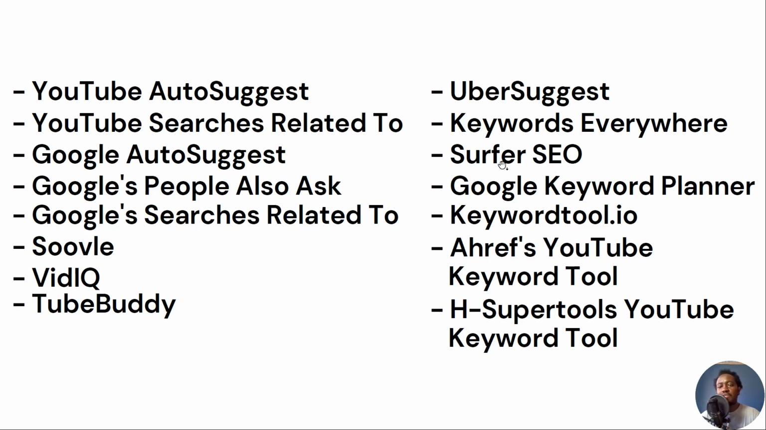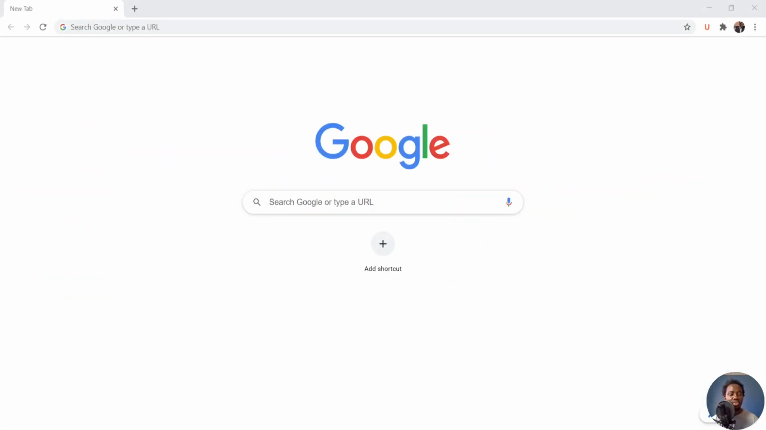So we also have things like Sapphire SEO, Google Keyword Planner, keywordtool.io, Ahref's YouTube keyword tool. This is pretty awesome. H-Supertools YouTube keyword tool. So we're just going to look at a few of them so that I just show you how I do keyword research for YouTube videos. So let's try and get inside Google and see what we have.